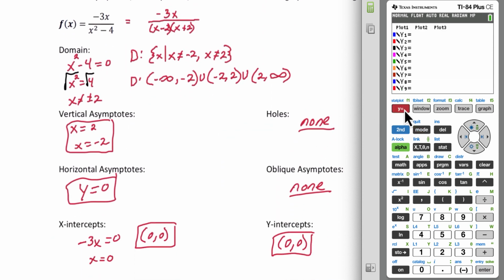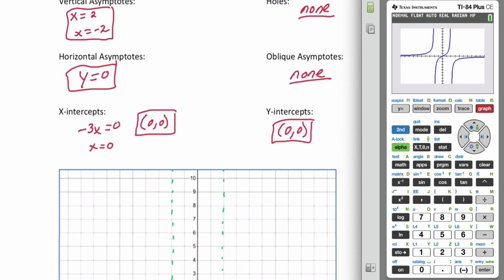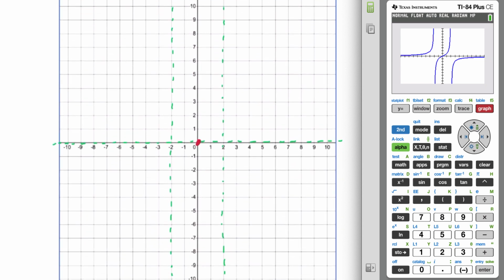So in y equals, we'll type in the function. Alpha y equals will give us the fraction look. In the top we have negative 3x, and in the denominator we have x squared minus 4. So we'll check out what that graph looks like. And in the middle we can see that it is definitely going through the origin, and we do have some asymptotes around that part in the middle. And then we have stuff on the left and the right side as well.